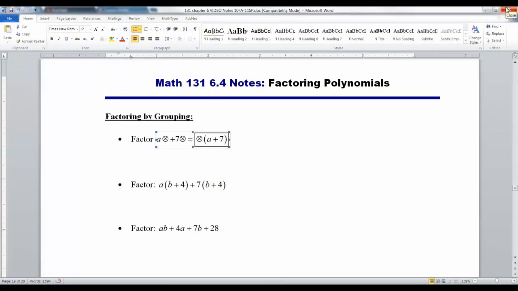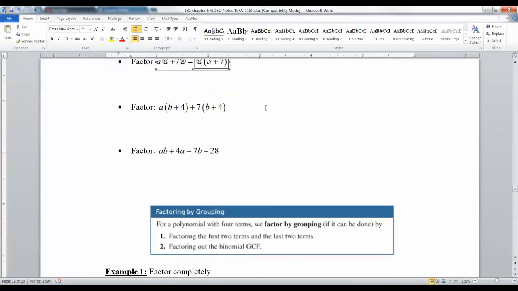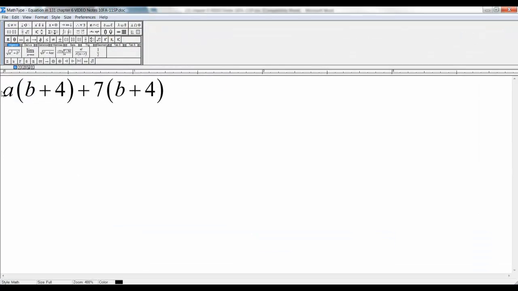All right, so then what about if it's the second problem? So you'd say, okay, I've got a times something plus 7 times that same something, right? So if that's the case, then can't we take the something out and write a factored thing? So let me write this down. So we'd say equals, all right, now what do they both have in common? B plus 4, right?